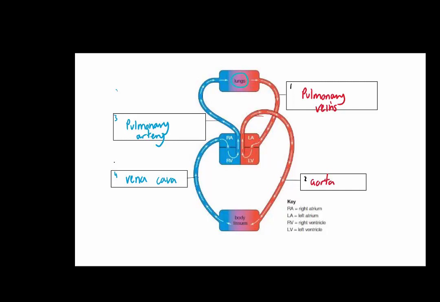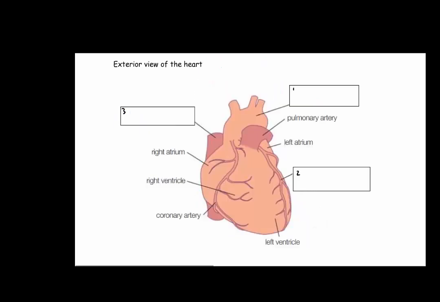So, for it to get around the body once, it had to enter the heart twice. It had to go, if this is our starting point, start. For it to get around the body once, it has to go lungs, heart, body, heart, lungs, and that's where it ends. So that's why it's described as a double circulatory system.